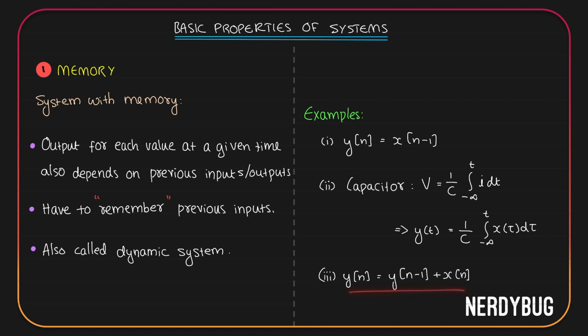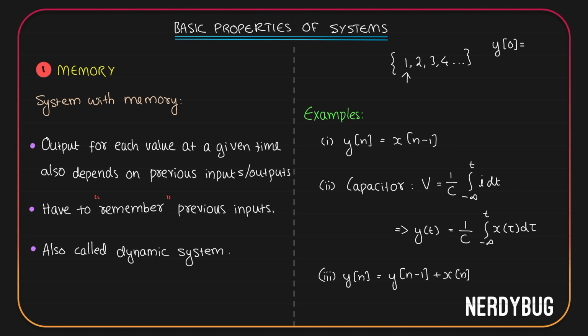Now, what does this system do? So let us say x of n is this. It gives 1, 2, 3, 4, etc. and 1 is the zeroth term. Let's write y of 0. Y of 0 is going to be y of minus 1 plus x of n.